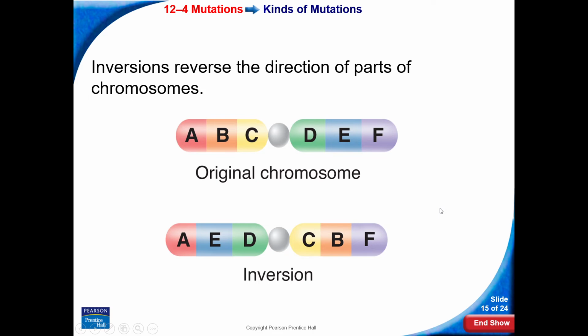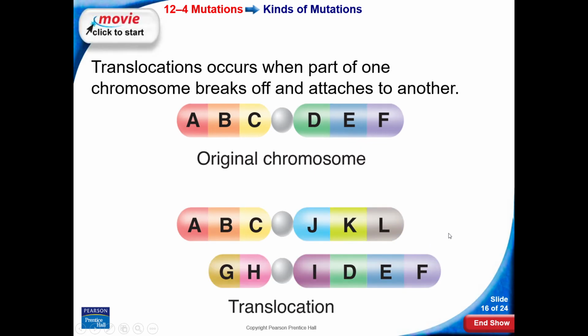When we invert, obviously we're going to reverse the direction of parts of chromosomes. So if in the original chromosome we have A through F, and we invert or reverse the direction of a portion of that chromosome, we now have AEDCBF. Inversions can also cause problems. Even though you have the same genes, they are not in the correct position, and because of that, that can cause a problem in what's being produced.